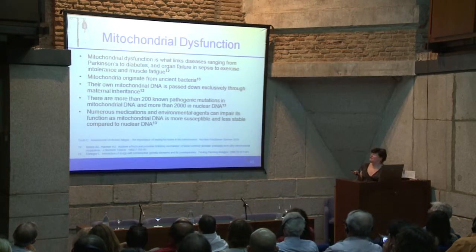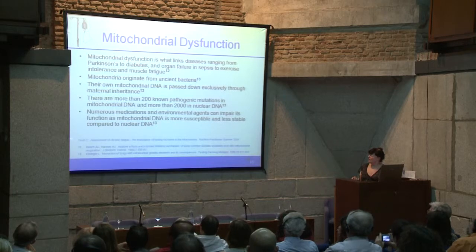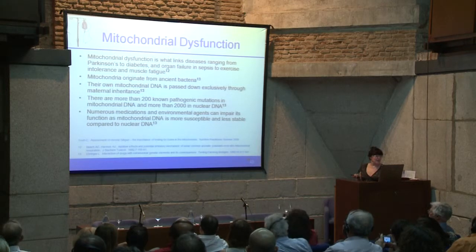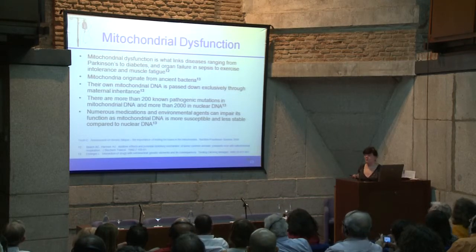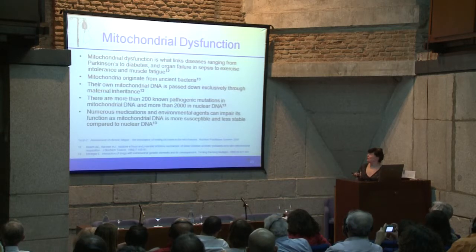And some of this has been collated by my colleague, Dr. Christabel Yeo, who works with us, who has compiled a lot of information. There are more than 200 known pathogenic mutations in mitochondrial DNA and more than 2,000 in nuclear DNA, and we look for them and we find them. We've got a very helpful biochemist who's able to find them for us.